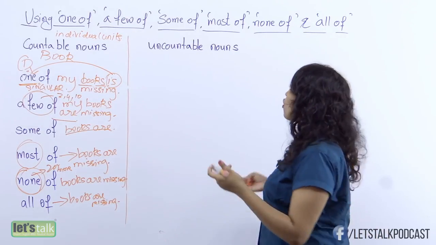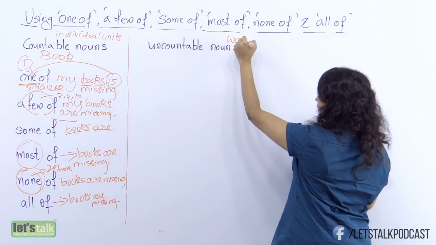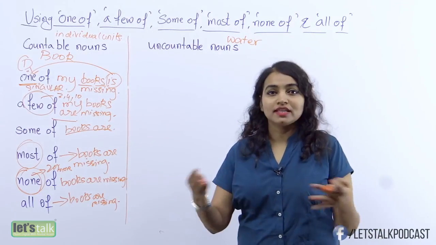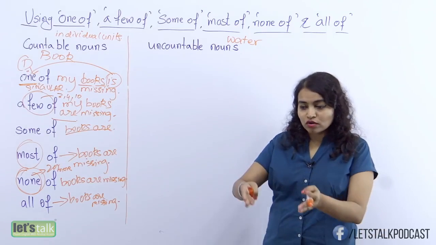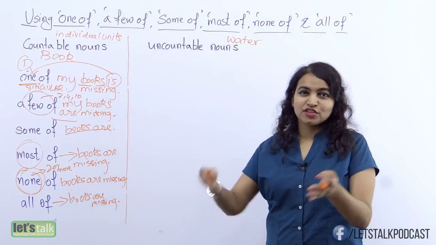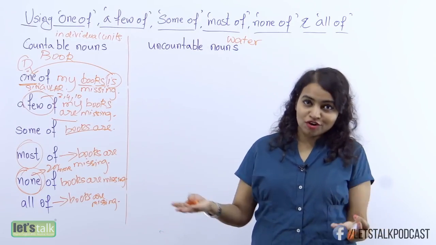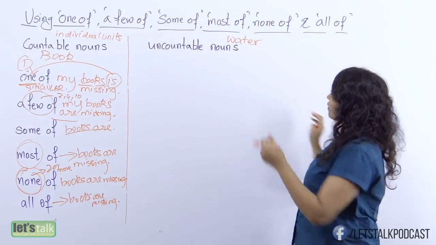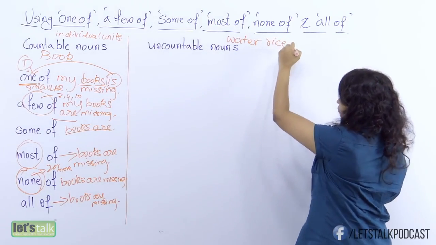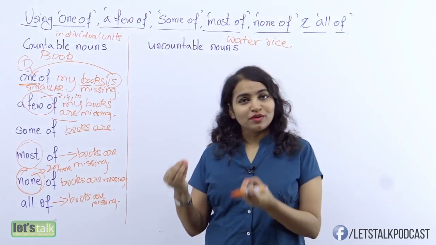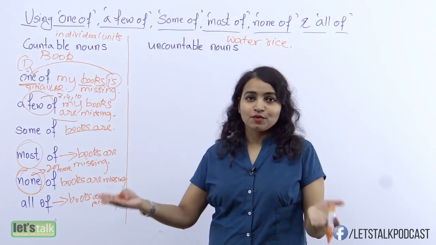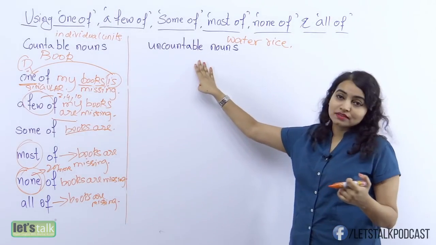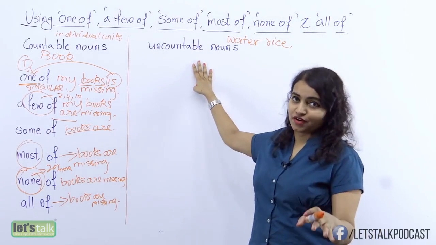Okay, for example, water. You can't quantify water. Water is a liquid. It's in a liquid state. You can't have 1 water or 4 waters. You just have water, right? I drank some water. You don't have lots. You don't have 3 waters. Or rice. Again, you don't have 3 rice or 50 rice. You have some or a lot of rice, right? So uncountable nouns are nouns that you can't quantify.